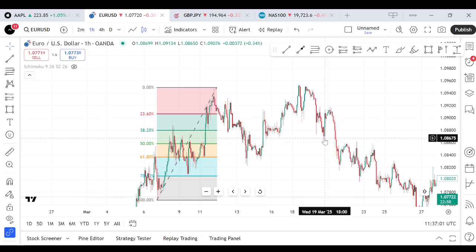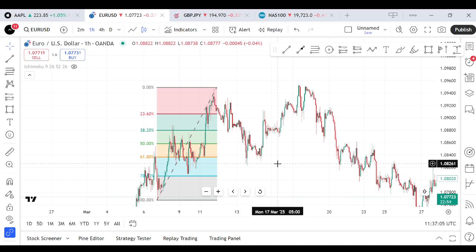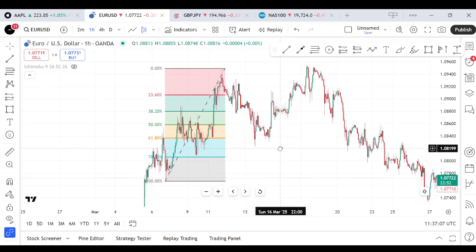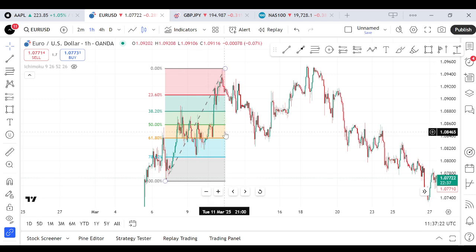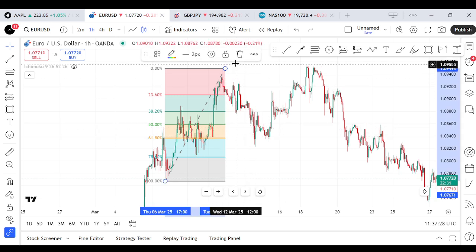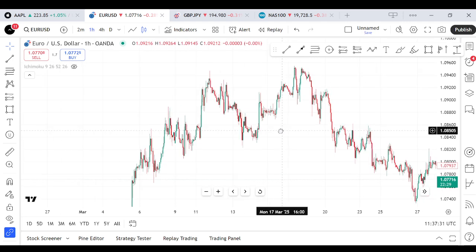So the Ichimoku Fibonacci strategy works in both trending and ranging markets. In trending markets, it helps identify pullback entry opportunities, while in ranging markets, it can highlight potential breakout points. This versatility makes it suitable for various trading styles and timeframes, though it tends to perform best on the 1 hour and 4 hour charts and other higher timeframes where market noise is reduced, which is why we are on the 1 hour chart right now.